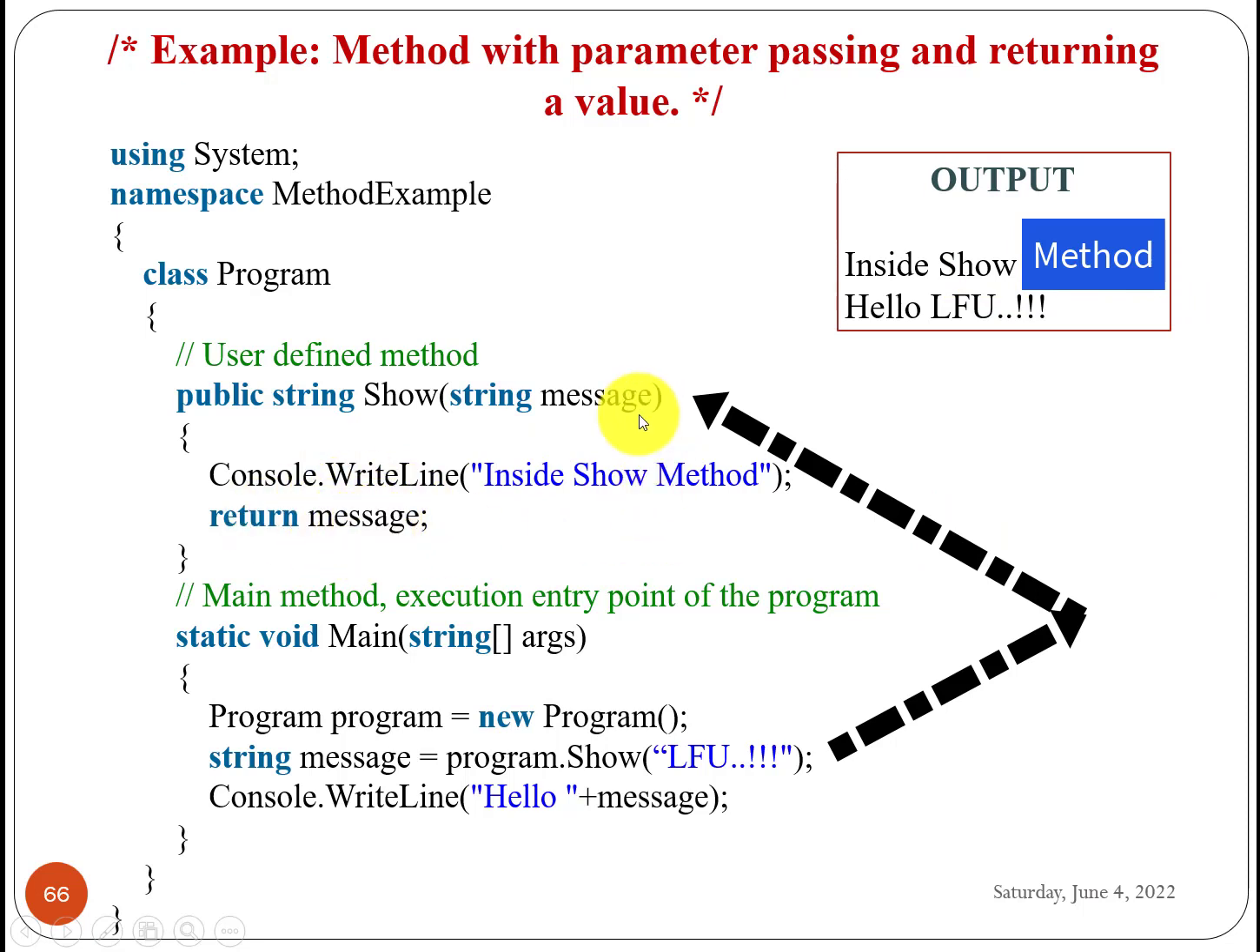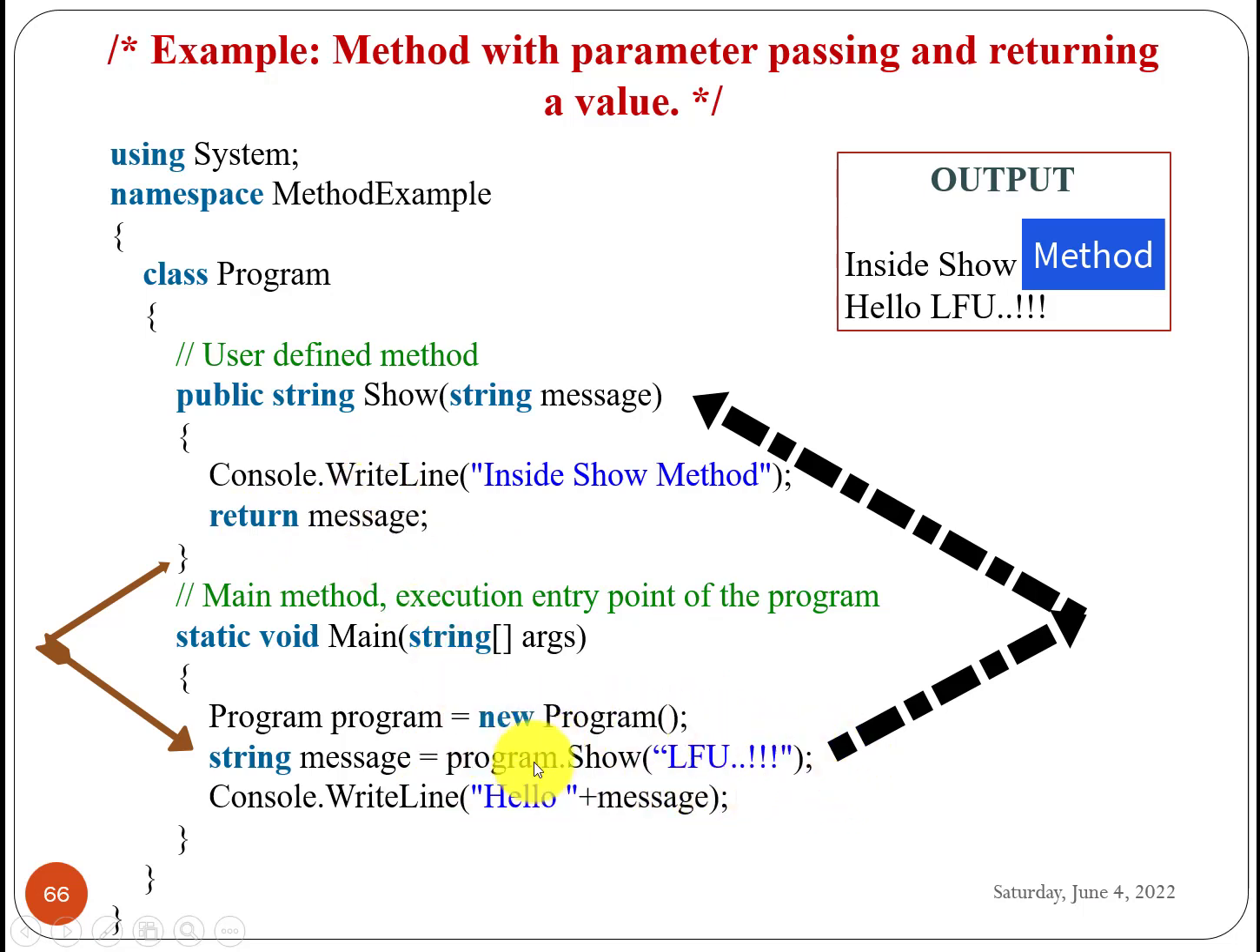Return message, the value whatever we pass to this message variable, this value is going to be returned from here. What is the value? The value is LFU. So this LFU value we receive here, and after that we return from here. So from here it will return to the calling part of the program. It was called here. So the value of this program.show, and this parameter, the value is what? The message value. What is returning from there? The return value is LFU. So the value of this particular part is LFU.